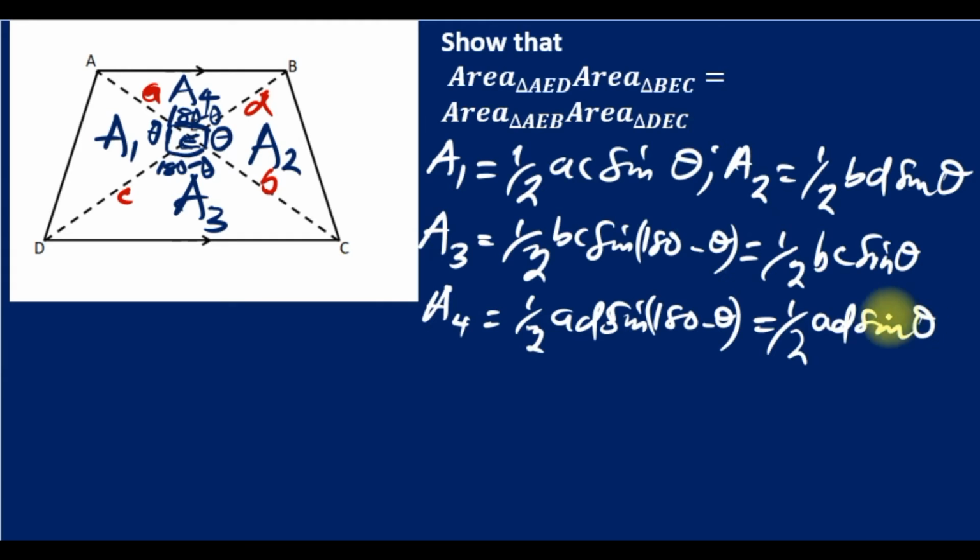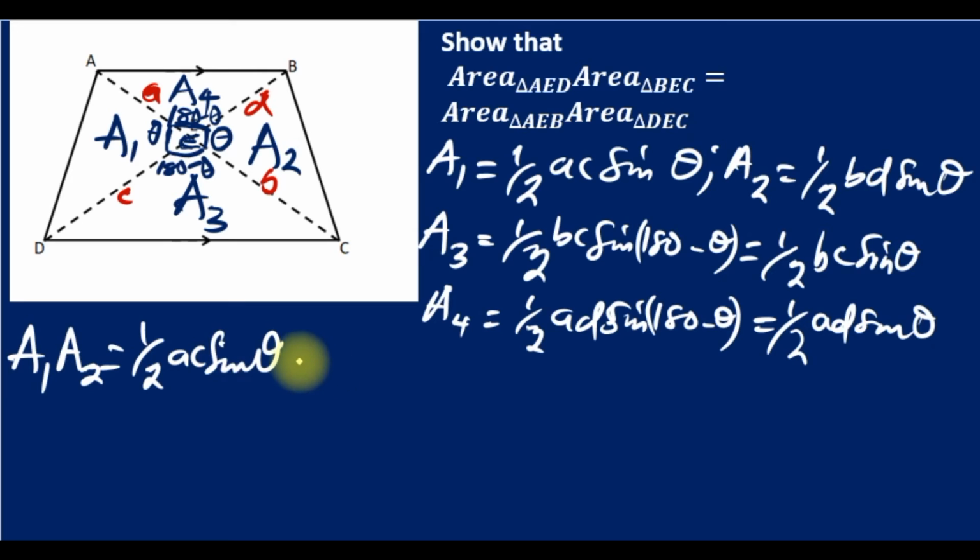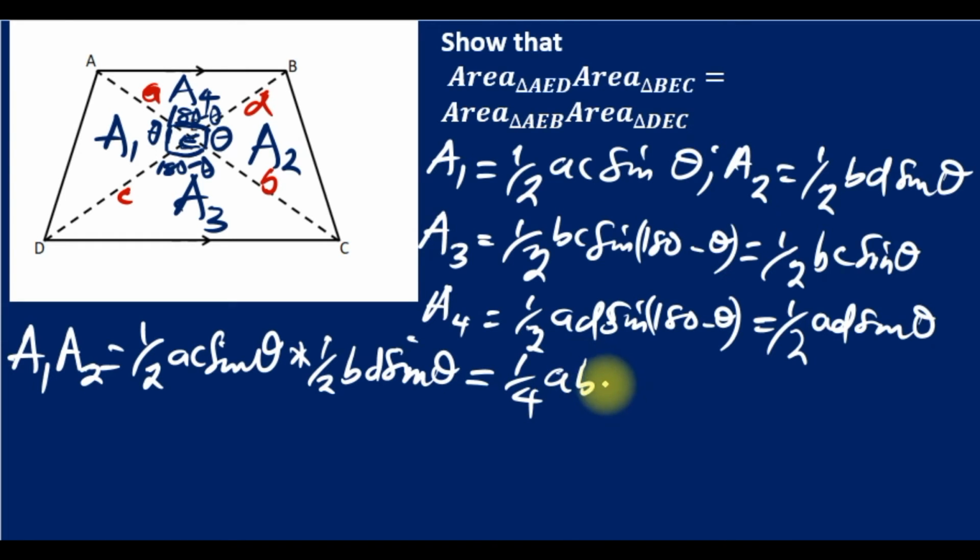So let's now multiply A1 times A2. A1 A2 is now half AC sine theta times half BD sine theta. Half times half is 1 over 4. We have 1 over 4 A, B, C, D sine square theta.